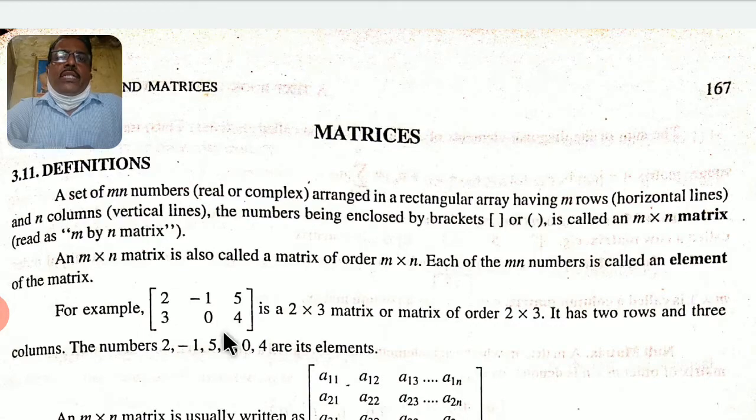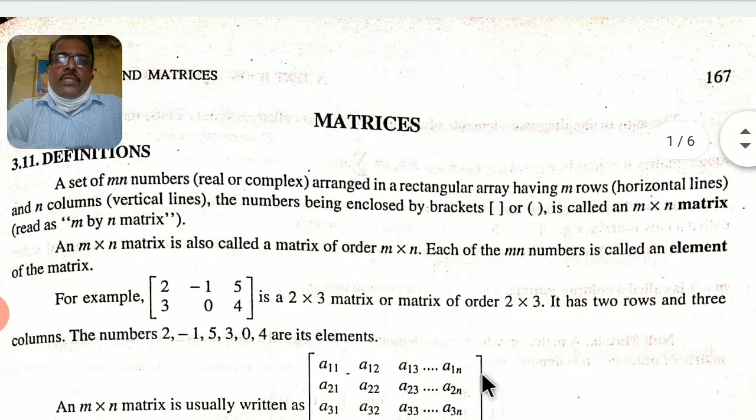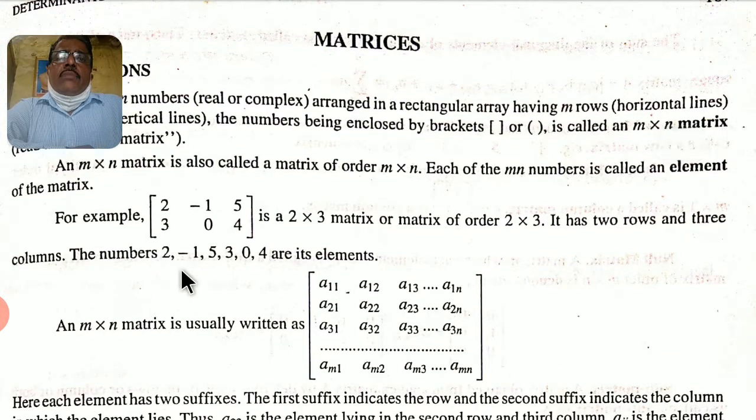Suppose in this example the elements are arranged in the form of rows and columns. How many rows are there? There are two rows, this is one row and this is the second row, and there are three columns. Therefore this matrix is known as a 2 cross 3 matrix, because it has 2 rows and 3 columns. And the numbers 2, -1, 5, 3, 0, 4 are called its elements.